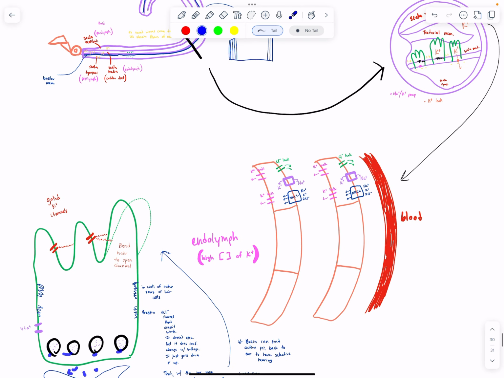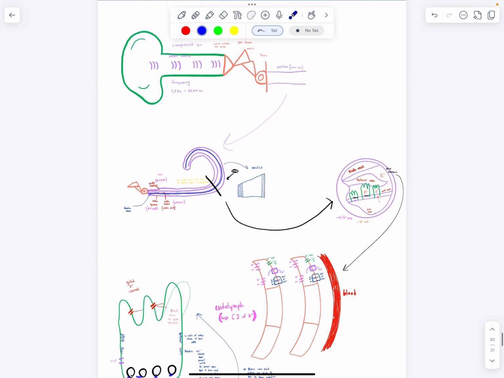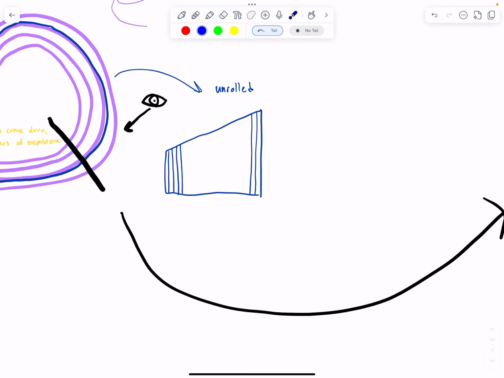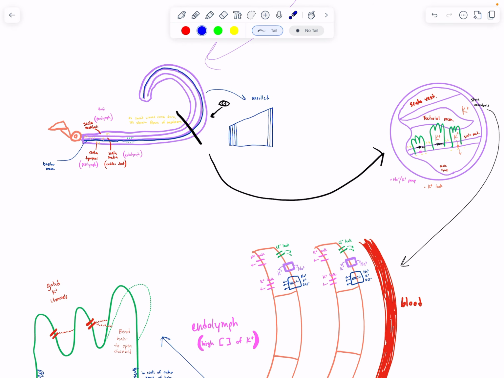So that's as far as we went over the function of everything. The basilar membrane, as far as structure, this is what it looks like kind of unrolled. It's kind of like a xylophone, because the smaller ones are for higher pitch sounds, or higher frequency, or higher hertz, I guess. And this is for lower frequency.